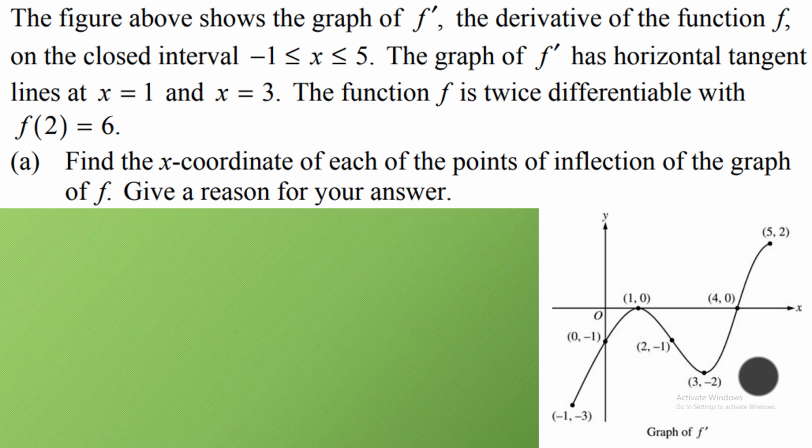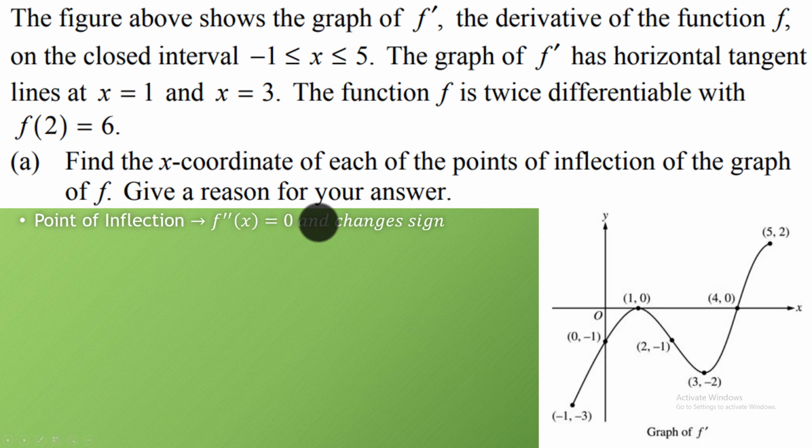The figure above shows the graph of f prime, the derivative of the function f on the closed interval -1 to 5. The graph of f prime has horizontal tangent lines at x equals 1 and x equals 3. The function f is twice differentiable, which also means it's continuous, with f of 2 equals 6. So part A, find the x-coordinate of each of the points of inflection of the graph of f and give a reason for your answer.